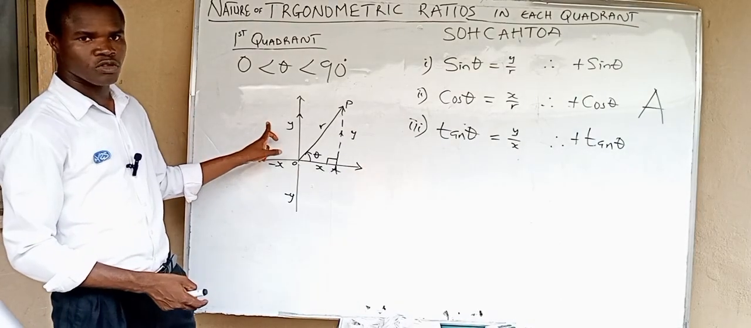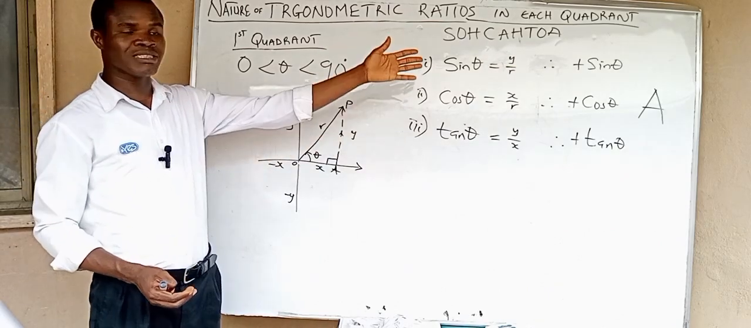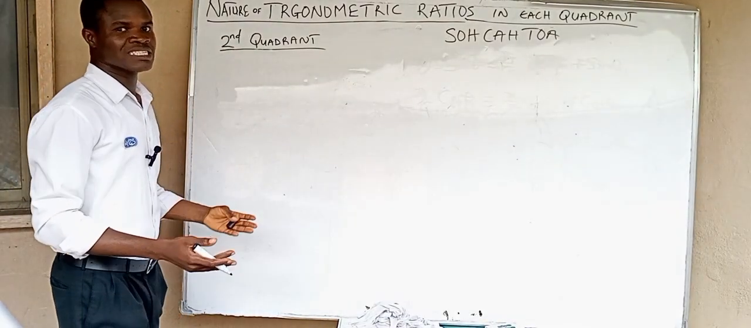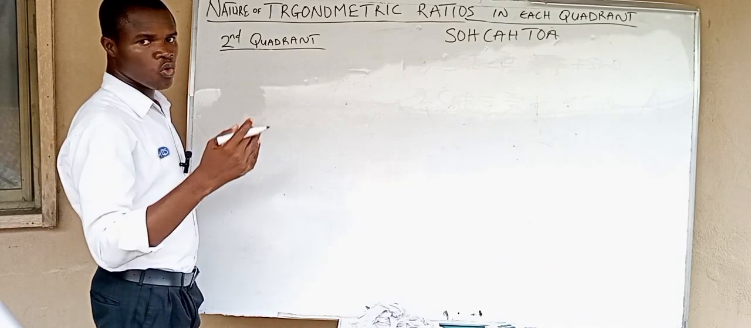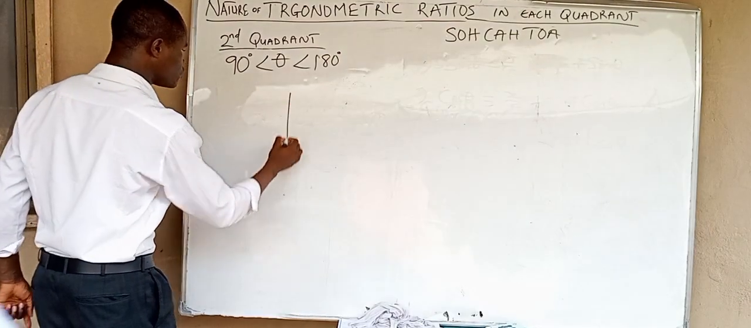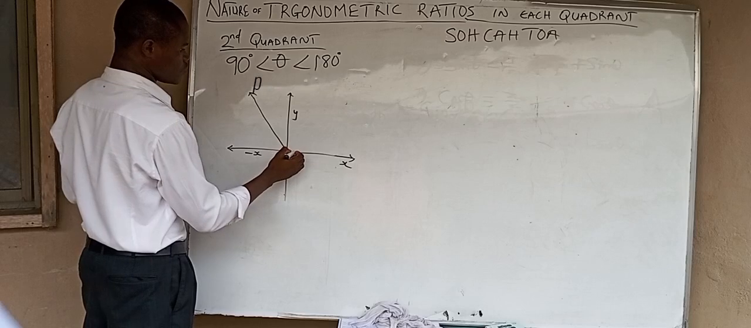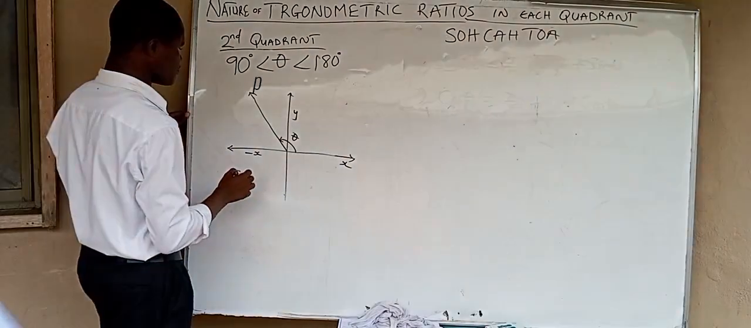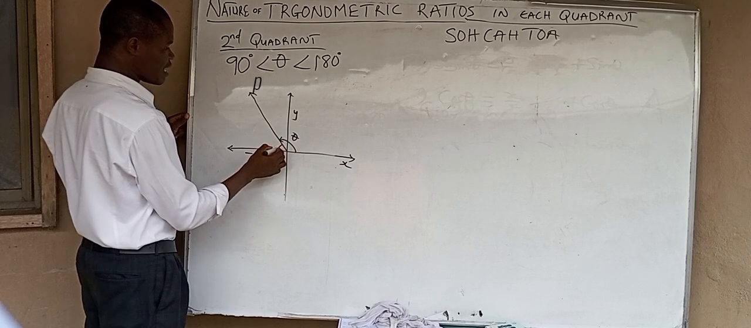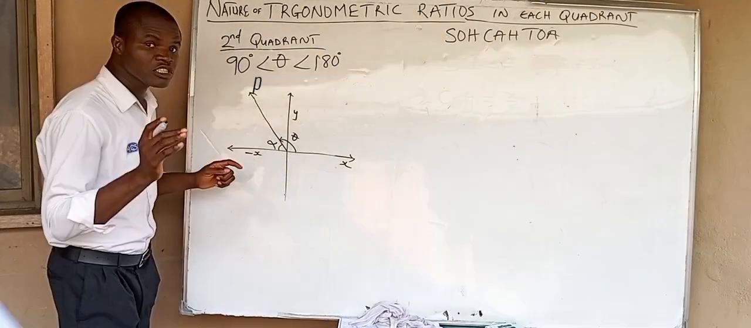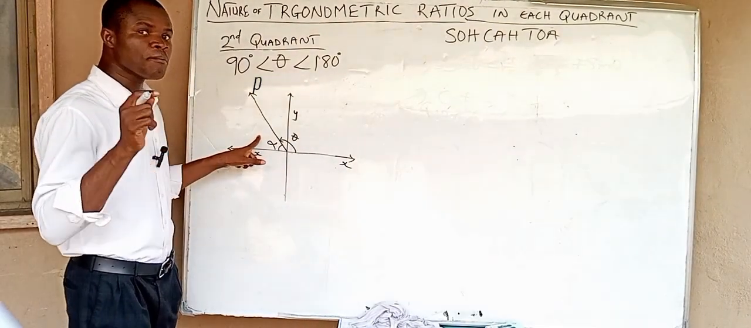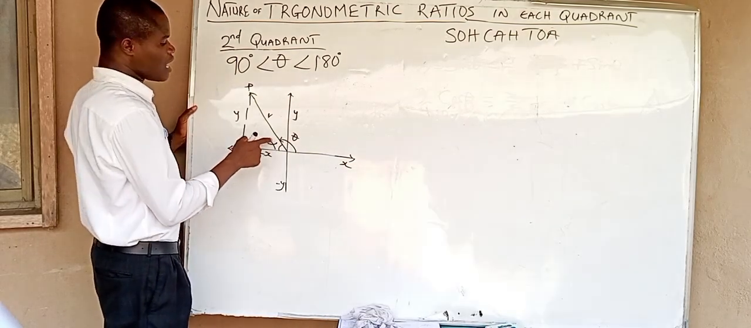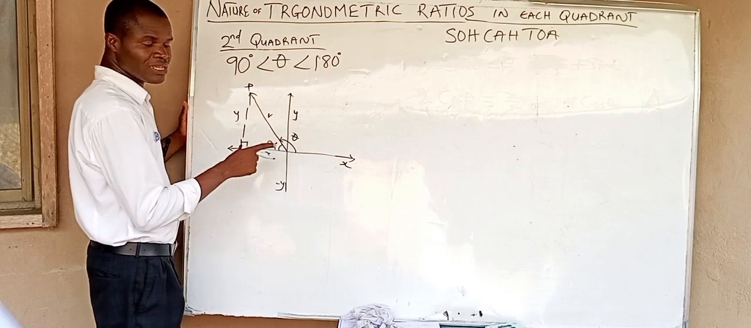Let's move to the second quadrant and understand the nature of trigonometric ratios in the second quadrant. For an angle to be in the second quadrant, that angle must be between 90 degrees and 180 degrees. The next thing to do is to draw our quadrants. This is theta that led us into the second quadrant. Let's call this acute angle alpha. Please note that the acute angle we are going to be dealing with must be the angle made with the horizontal line.